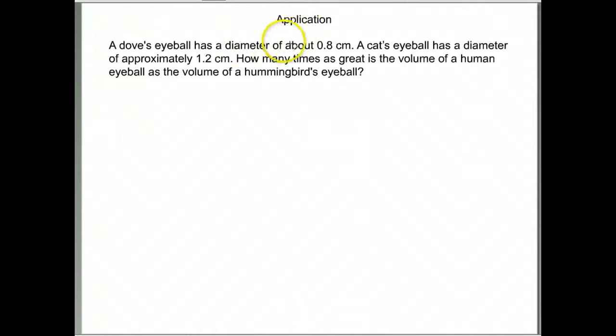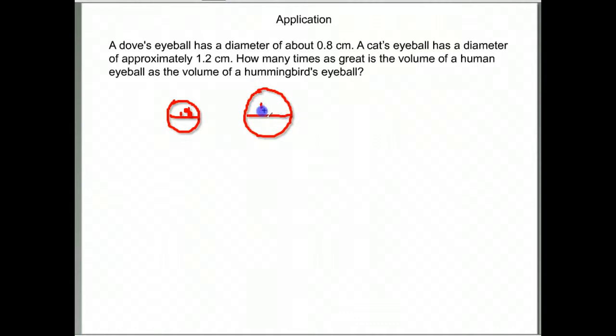Here's an application of the volume of a sphere. It says the dove's eyeball has a diameter of 0.8 centimeters. Okay, so if this is the eyeball, it's 0.8 centimeters all the way across. A cat's eyeball has a diameter of 1.2 centimeters, so it's a bit larger. How many times greater is the volume of the eye of a cat compared to the eye of a dove?